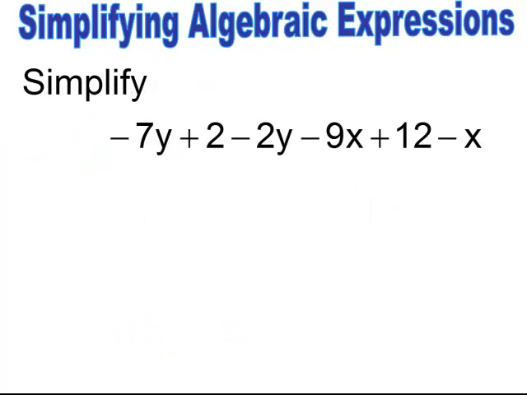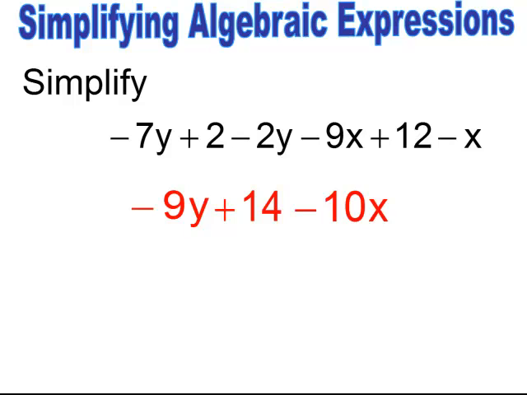Pause and try. So I combine like terms, negative 7y minus 2y, I get a negative 9y. And that 2 plus 12 is going to be plus 14. And then a negative 9x minus x will be a negative 10x. So this is the combined like terms.